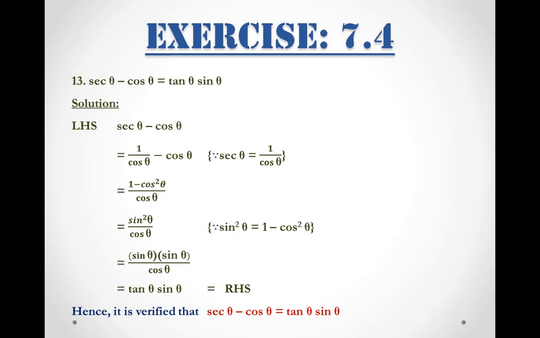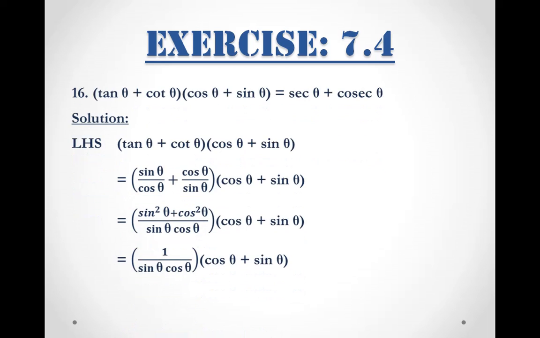Viewer, sin square theta can be written as sin theta into sin theta. Splitting in this frame, one sin theta over cos theta will become tan theta, whereas the second multiplied sin theta will remain same. That exactly is the right hand side. So we have reached and we have verified that the given question has been solved.